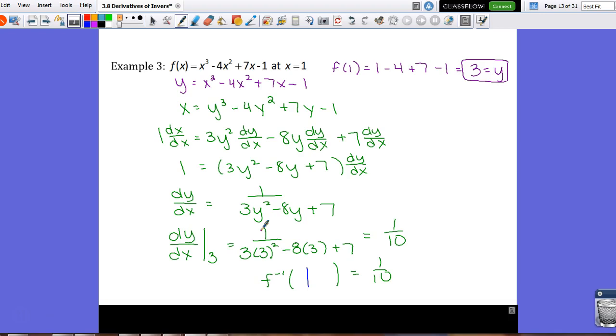So to find the inverse derivative of 1, you have to plug 3 into your derivative. The derivative of x cubed minus 4x squared, you're not plugging 1 in, you're plugging 3 in. 1 is on the original. Can you just do this for us the regular way? Yeah.